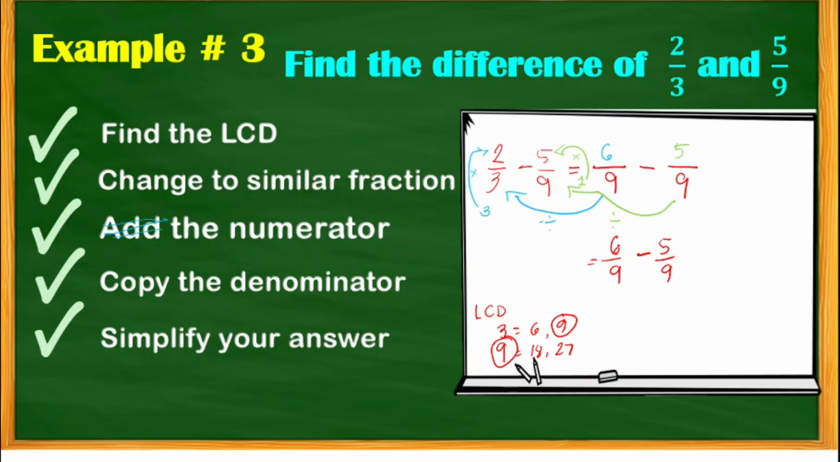Now, we're going to perform the steps. We're going to copy the denominator and subtract the numerator. 6 minus 5 is 1. And then copy the denominator of 9 and then lowest term our answer. 1/9 has no common factor, so now this would be our final answer.